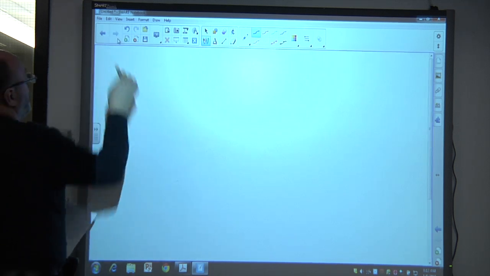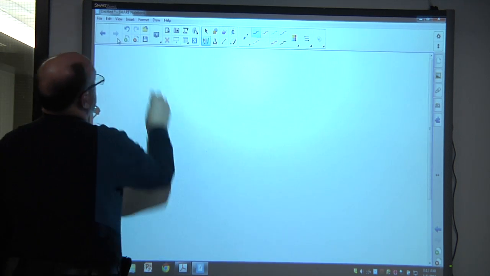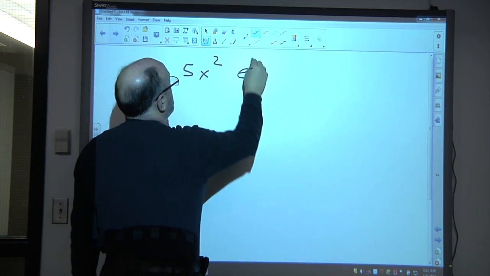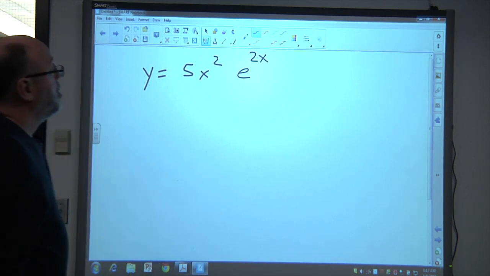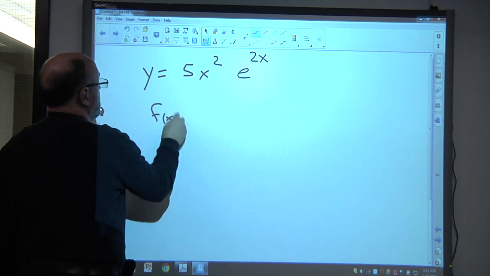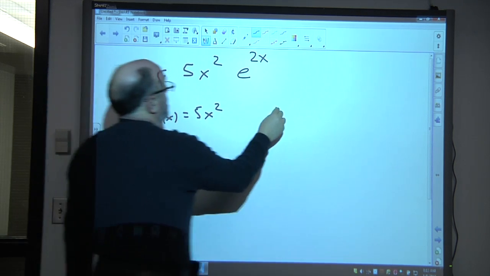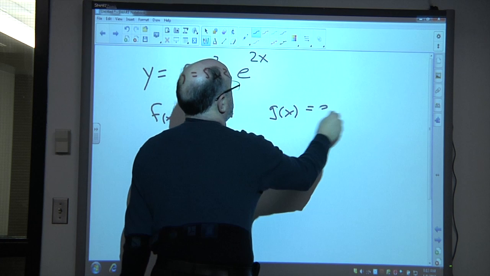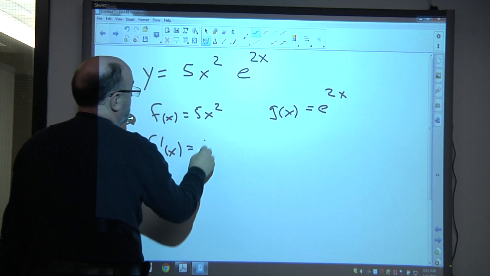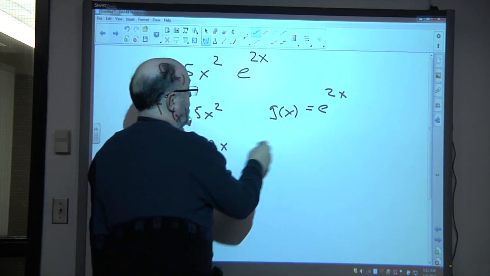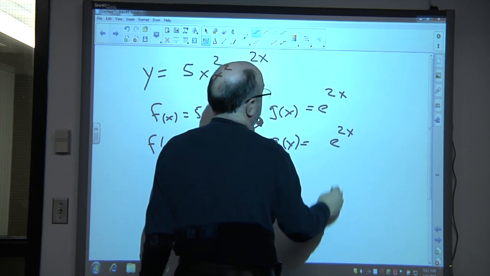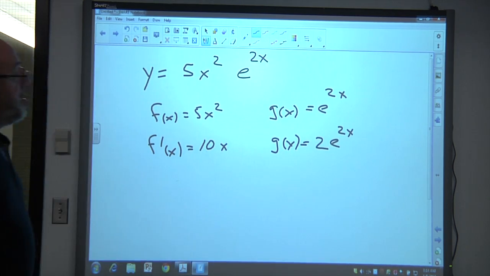And then one more. So we could have y equals 5x squared e to the 2x. Product rule, because we're multiplying. So we break it out into pieces. This is 5x squared. G is going to be e to the 2x. The derivative of the top piece is 10x. The derivative of this piece is e to the 2x, but then the derivative of 2x is 2. So we end up with that.